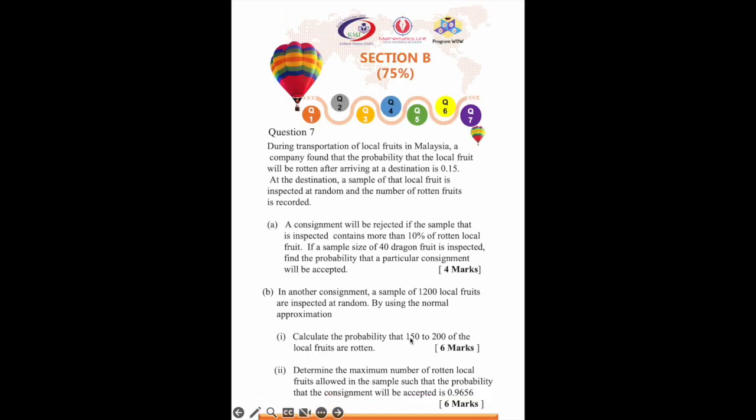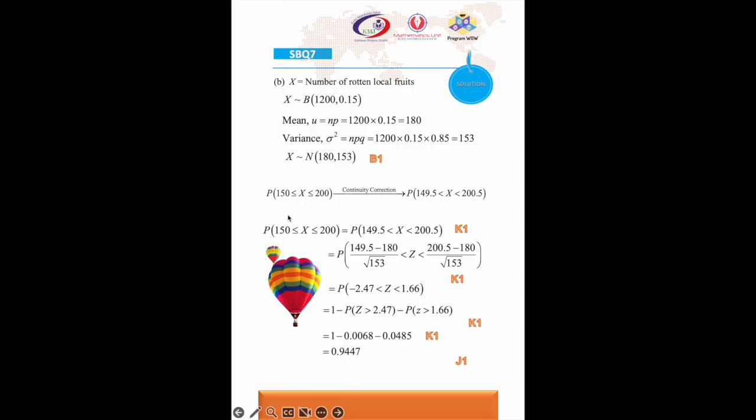the probability that it is from 150 to 200. So from 150 to 200, include. So this is how you write that: include and include. For the continuity correction, you must know that this is including 150 and including 200. So continuity correction is the easiest.